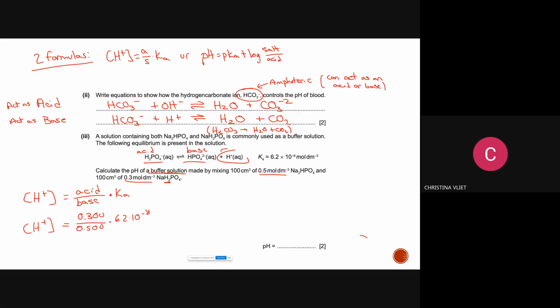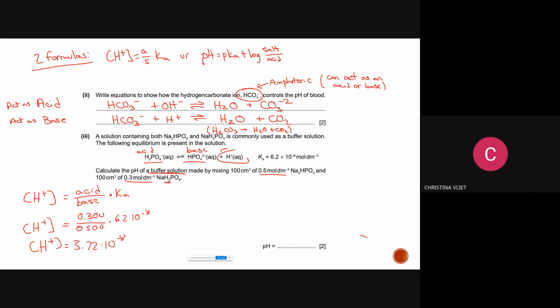Next, 0.3 divided by 0.5 multiplied by 6.2 times 10 to the negative 8. This is where knowing how to use your calculator really does help you out. So I get my H plus is 3.72 times 10 to the negative 8.